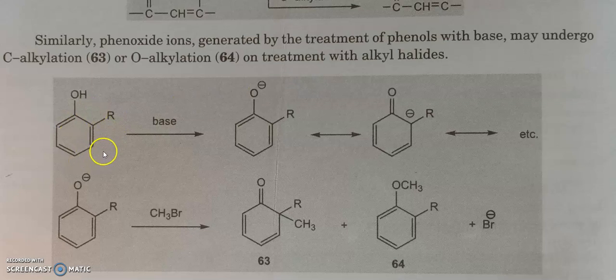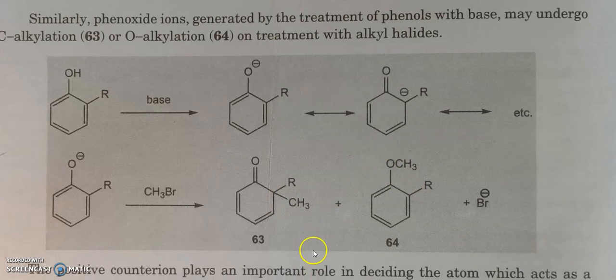You are using the base, forming phenoxide. This phenoxide ion is resonance stabilized. Either the oxygen has the negative charge, or the carbon, and so on. So the oxygen minus is converted into these two products through methyl bromide. Here is the methyl group, and on these positions is the methyl group. So these products have different attachments: here attachment with the carbon, here attachment with the oxygen.